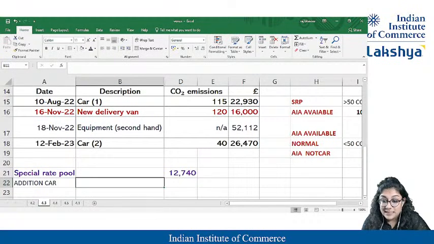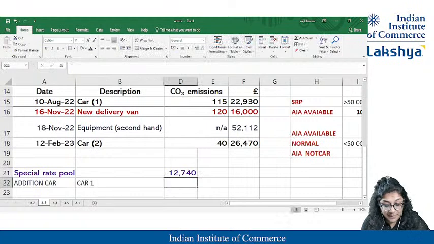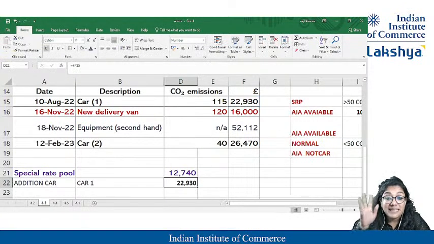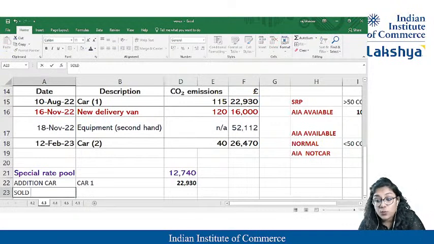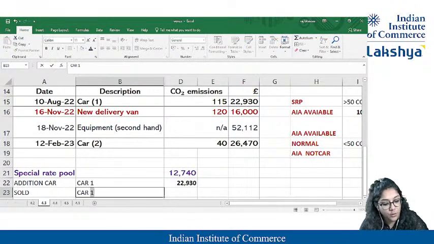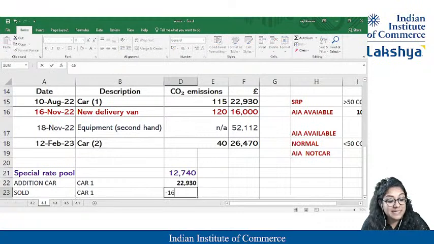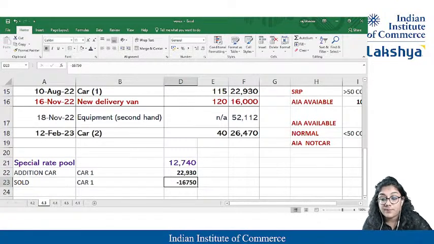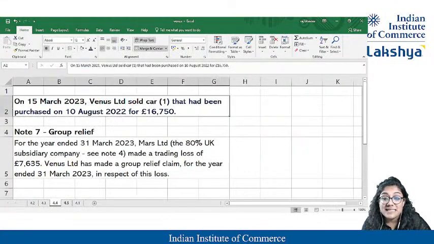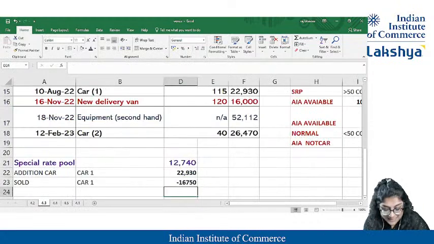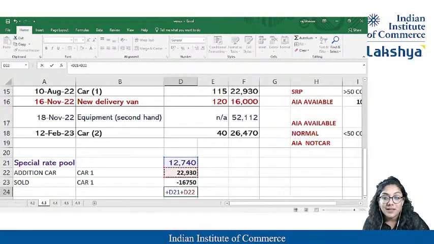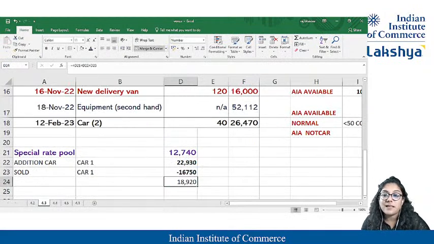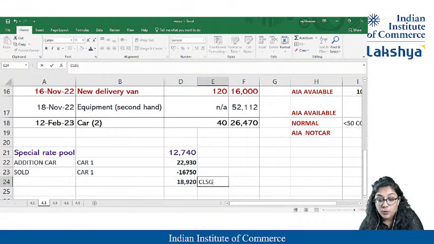How much have you purchased car 1? Ma'am, I have purchased of this value 22,930, my carrying amount. Ma'am, you sold also. Yeah, sold also car 1. What did you get, man? I got only 16,750. Guys, you can check it over here. What is your balance? Opening plus purchase minus closing. This becomes my balance, which is again the most important thing we should know. This is my closing balance.